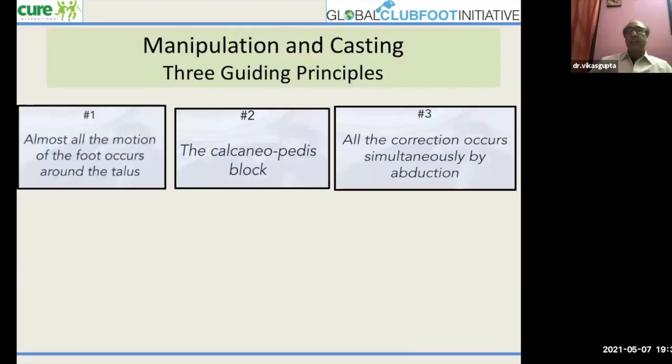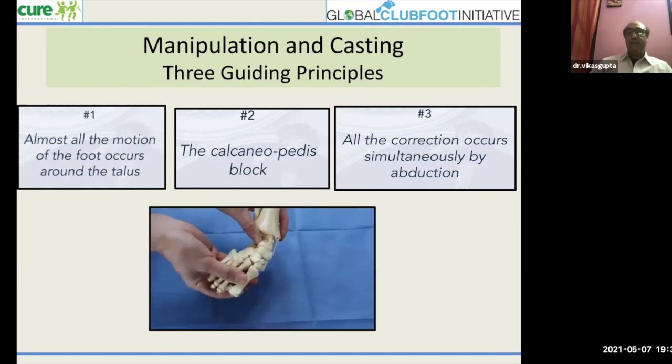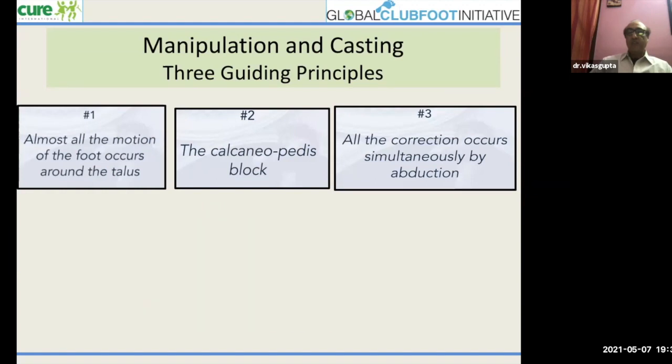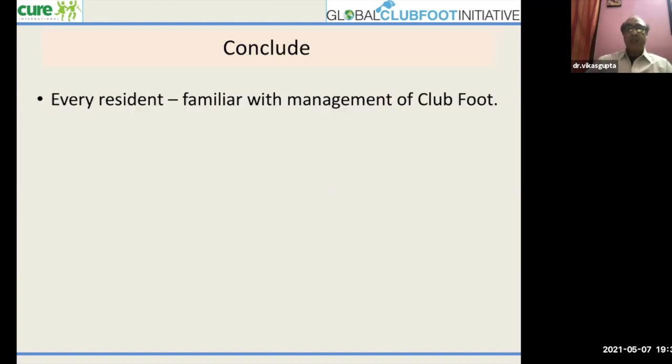So this manipulation and guiding is based on three principles, which I think you all remember: all the motion of the foot occurs around the talus. So the talus is the fulcrum and bears the maximum forces. The whole foot, along with the calcaneum, which is called the calcaneopedal block, moves around the talus, and all the correction occurs simultaneously by the movement of abduction. So these are the three guiding principles for Ponseti to act.